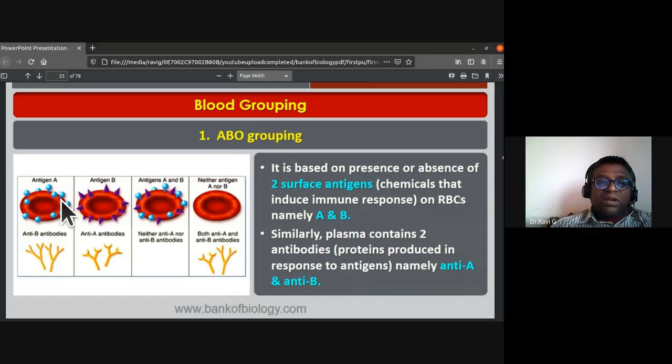You can see here the blue colored ones. They are the surface antigens. Antigens are chemicals that induce immune response. These two surface antigens present on RBCs are namely A and B. Similarly, plasma contains two antibodies produced in response to antigen, namely antibody A and antibody B.